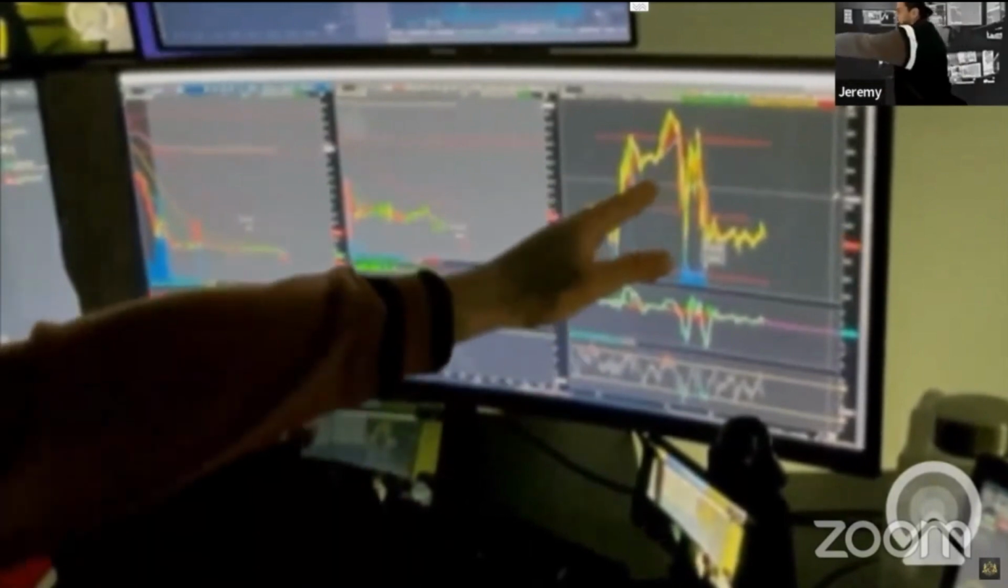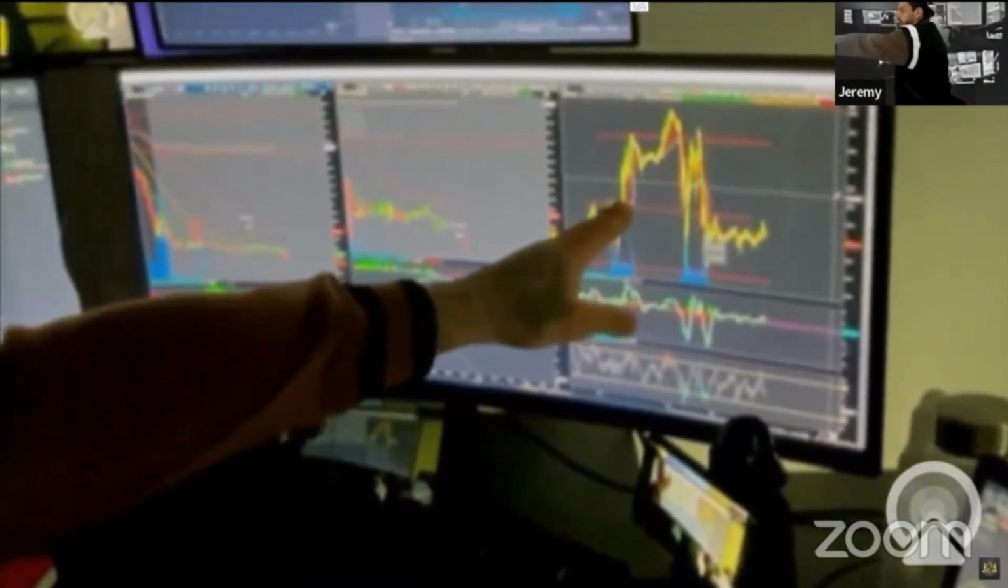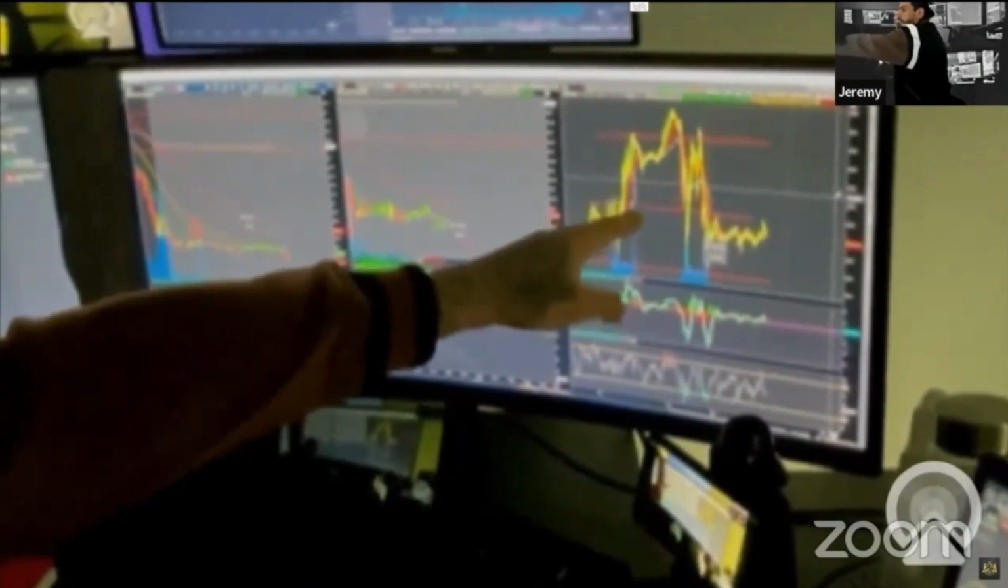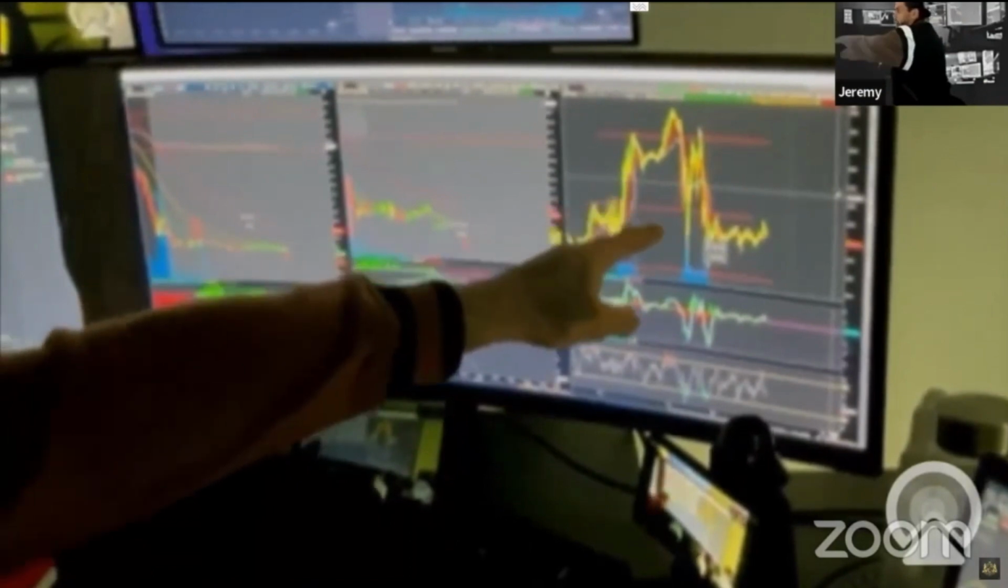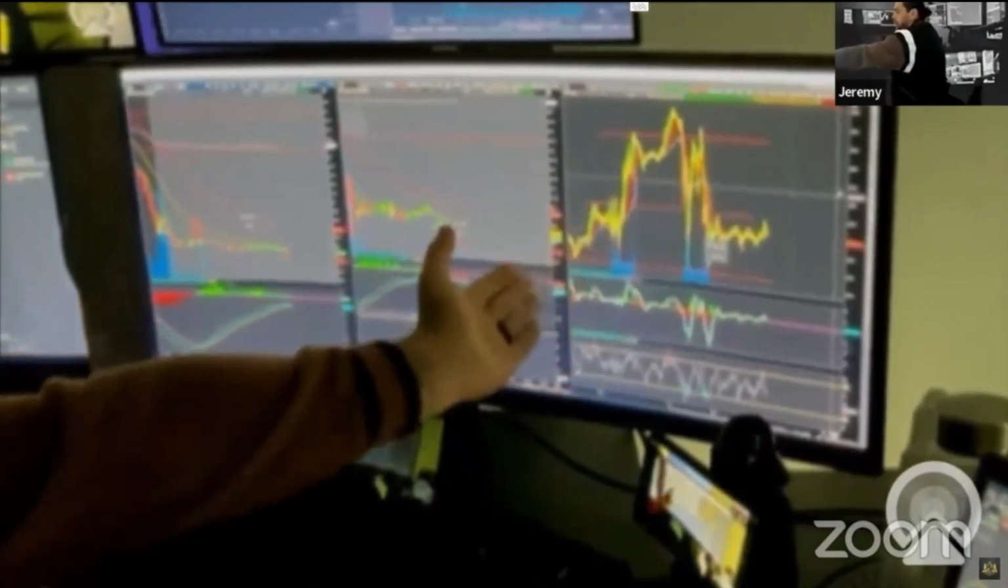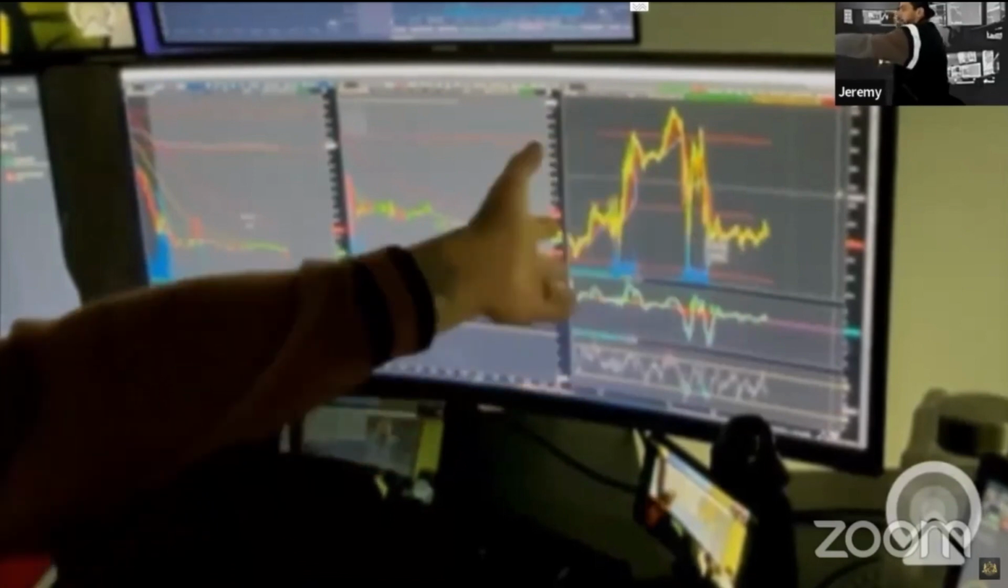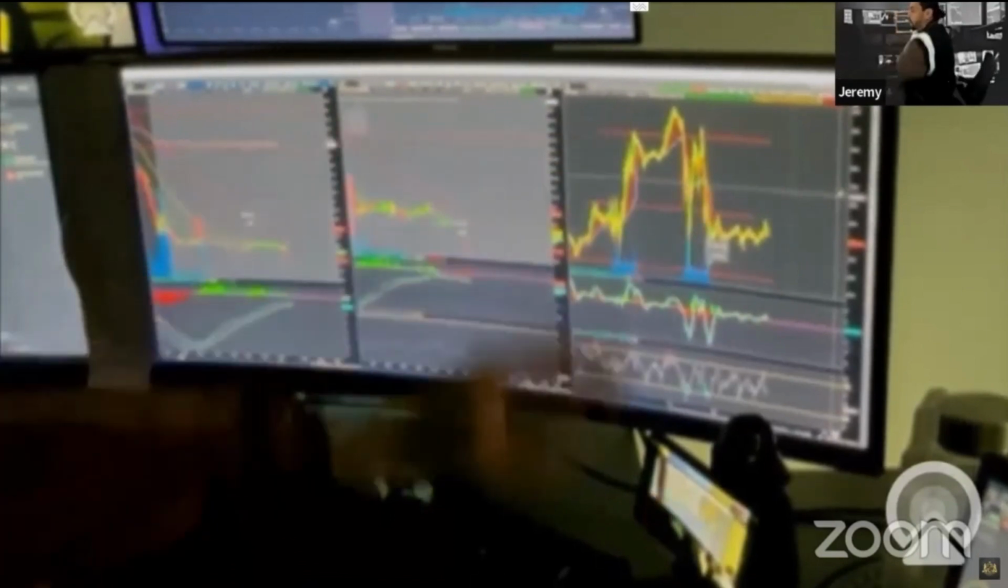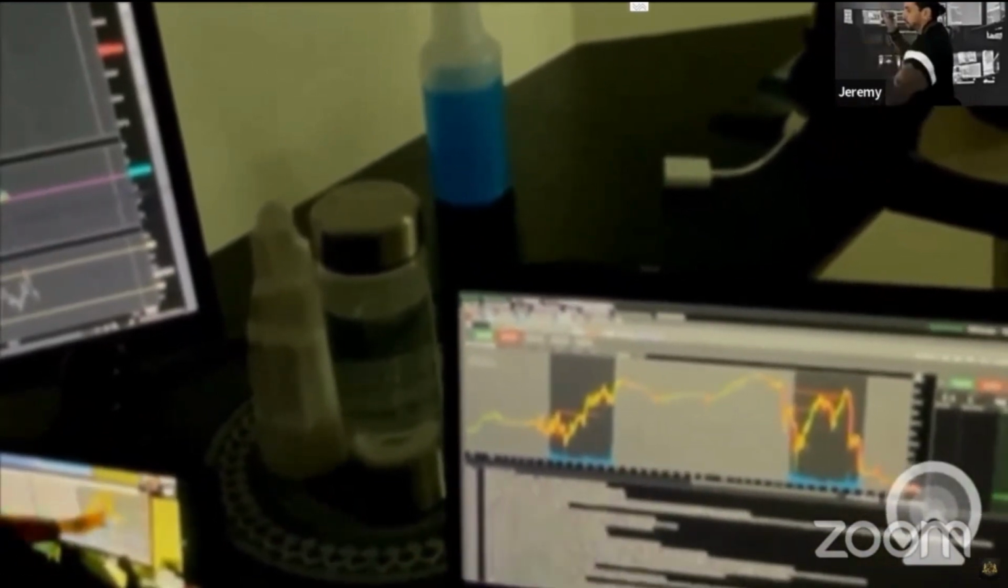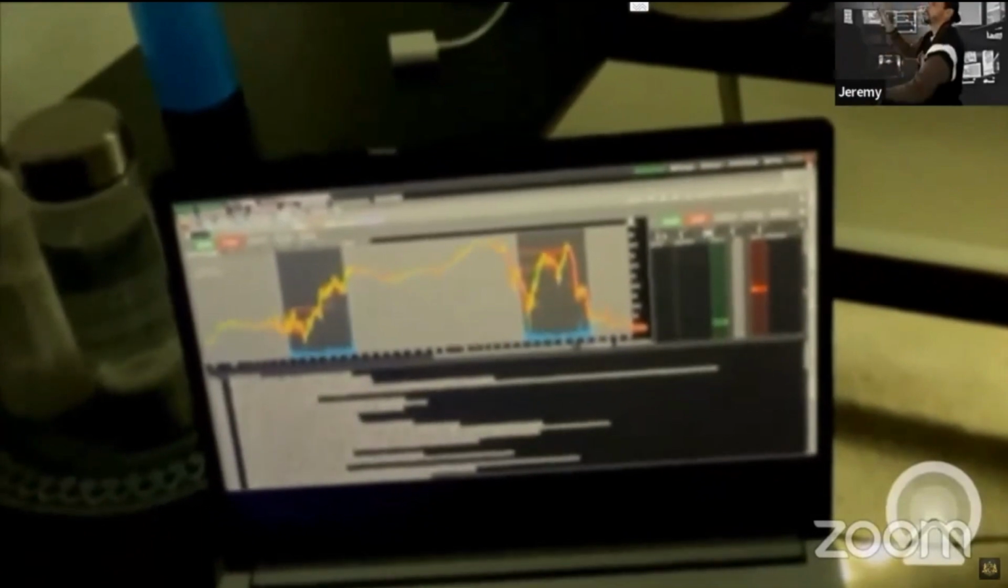And then over here we have ES, and on ES we have the same setup, MACD, 9, 20, 50. These are all 5-minute charts. And then right here is my 5-minute SPY. And that's pretty much the chart setup, guys.